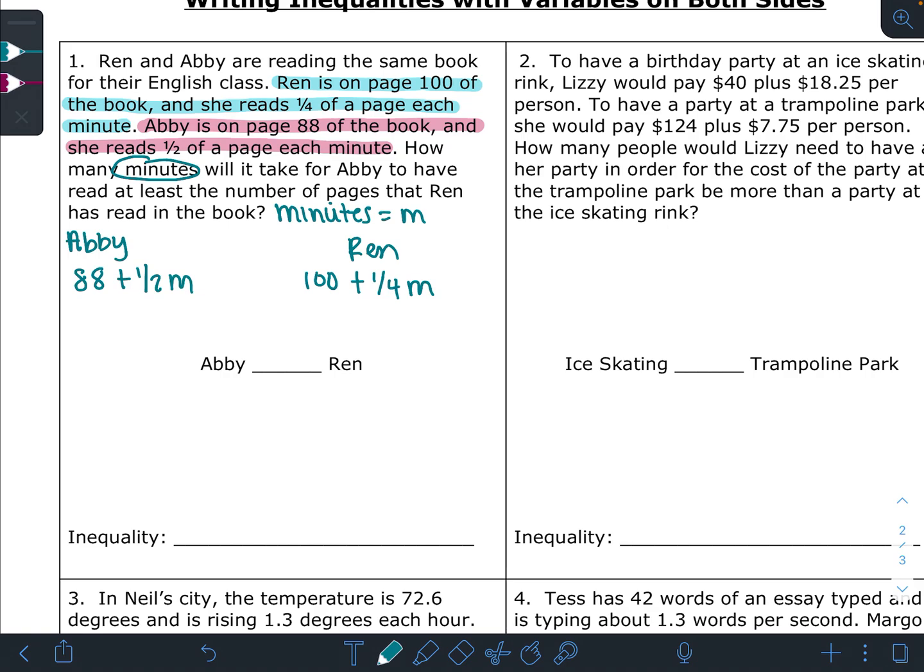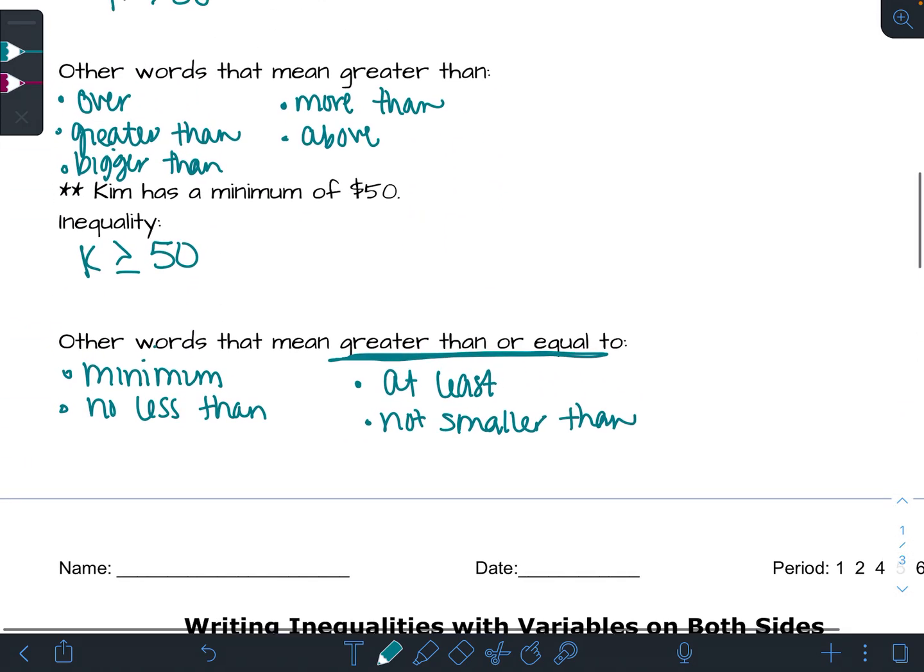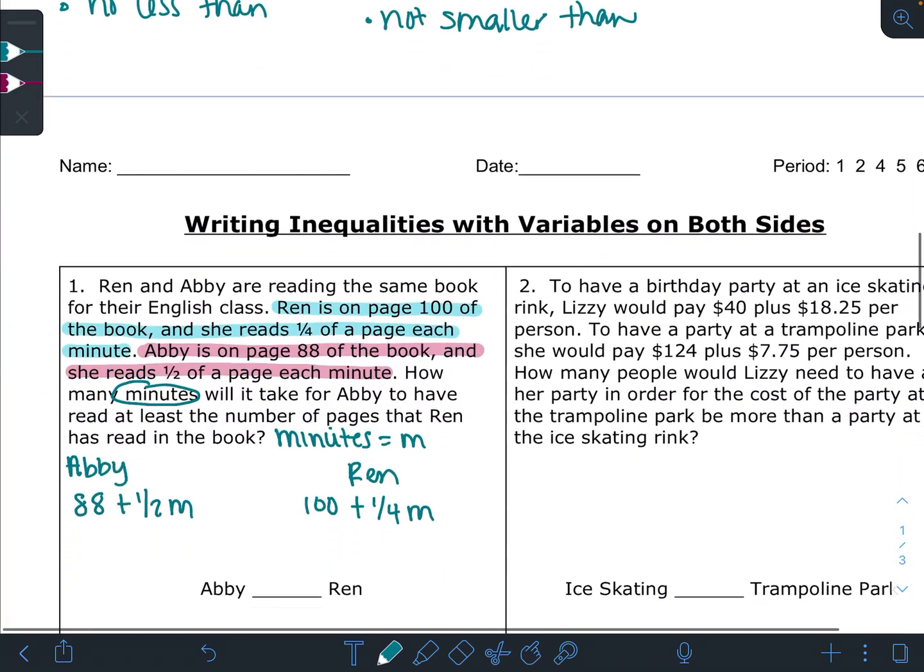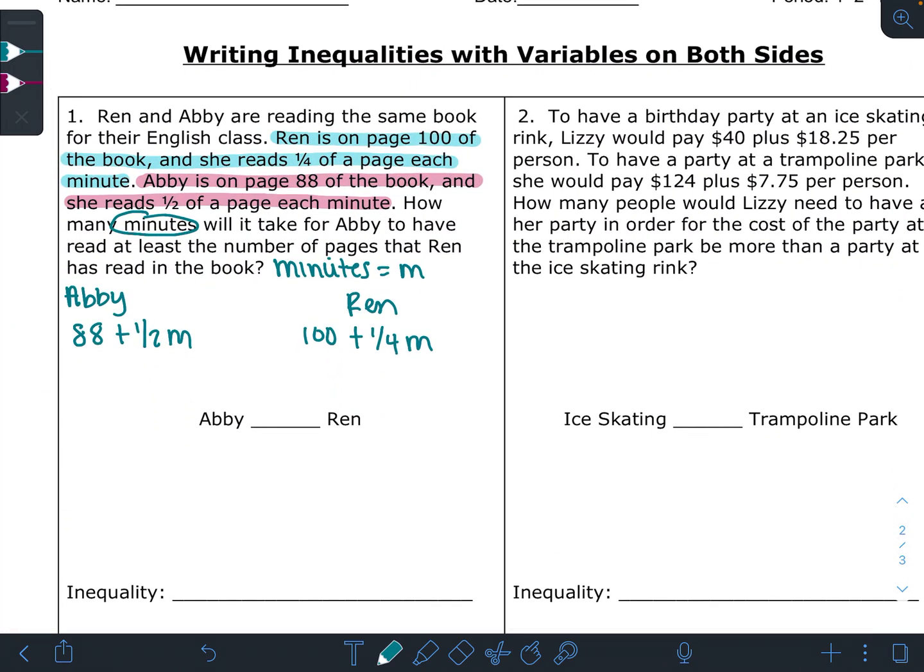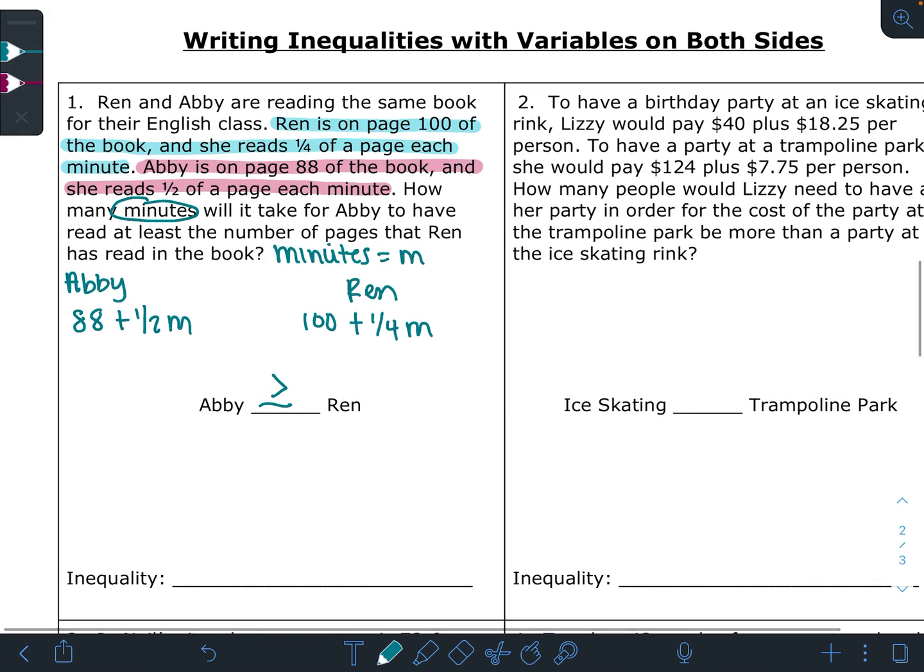So it wants to know how many minutes will it take for Abby to have read at least the number of pages that Ren has read. So at least, if you go back to our notes up here, we know that at least means greater than or equal to. So I want Abby to have read at least the number of pages. So I want Abby to have read more than or equal to what Ren had read. So that's what's so important about writing out your two people, or the two things that you're dealing with, and then going back and putting in your inequality sign.